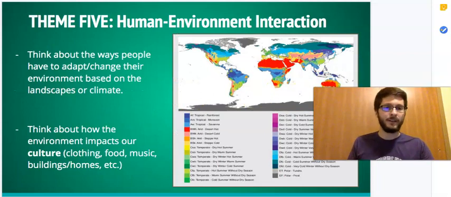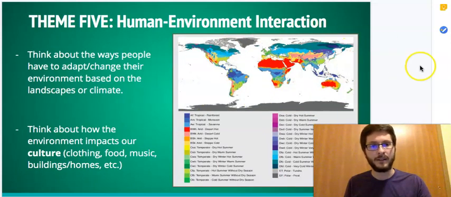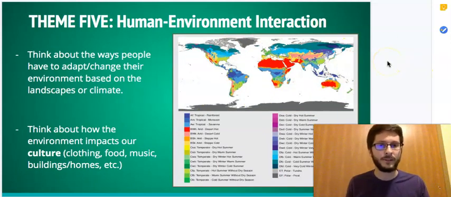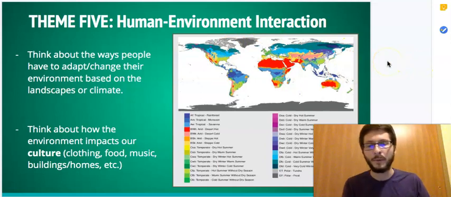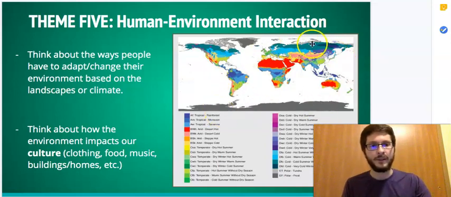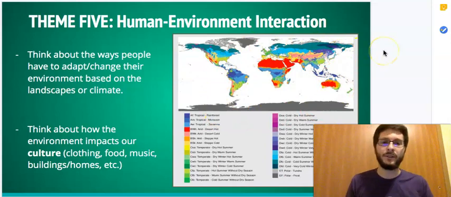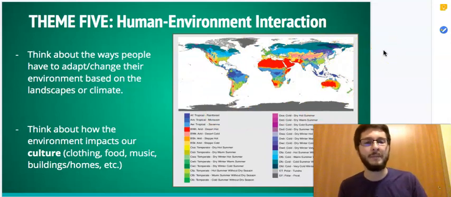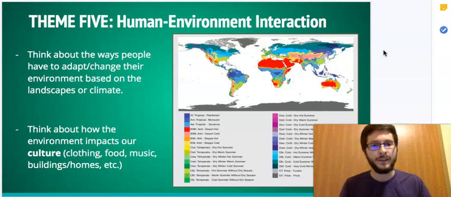And lastly, right, just to kind of look at a climate map very briefly. I know it's kind of zoomed way out, okay? But think about the ways people have to adapt or to change their environment based on the landscapes that they come across or based on the climate, all right? So this map here, we'll come across this map in another unit as well. It's called the Köppen climate map. You can just see that every different color on this map represents a different climate type.